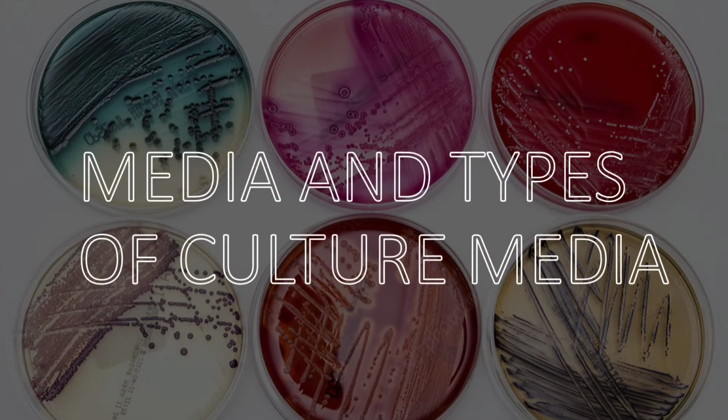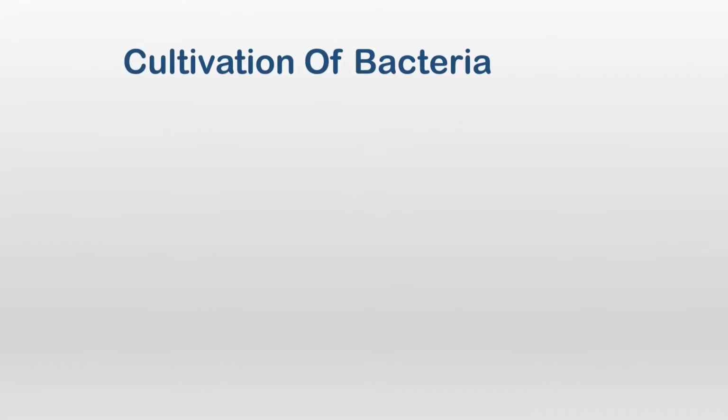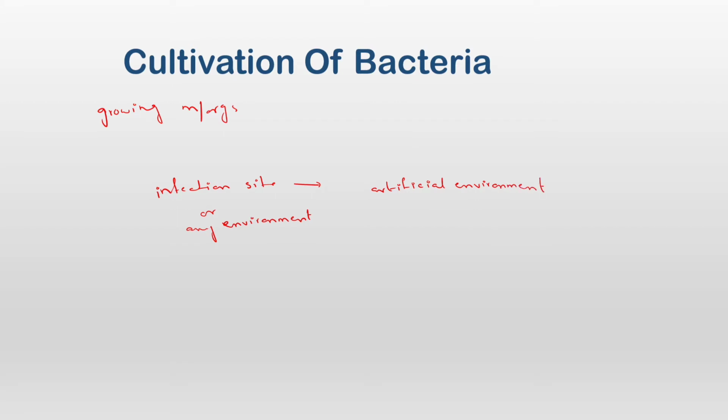In this video, we are talking about media and types of culture media. First of all, cultivation of bacteria. The process of growing microorganisms in a culture or any suitable medium by taking bacteria from the infection site or any other site or environment, such as our body, environment, examples chair, tables, etc., then grow them in an artificial environment in the laboratory, such as petri plates, test tubes, etc.